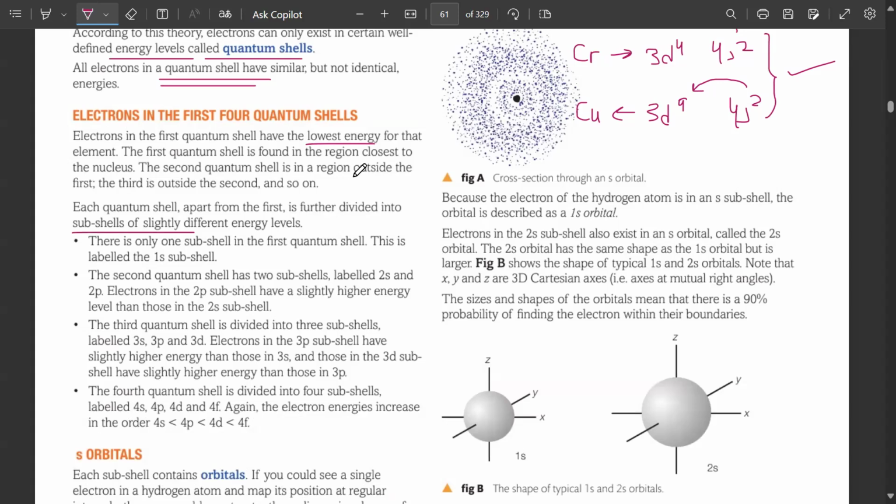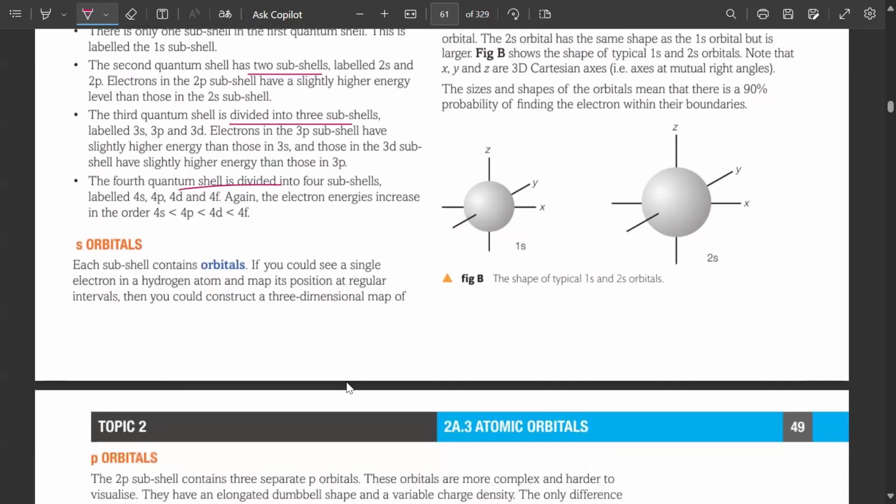Now inside subshells also there are energy levels. For example, s, then p is more energetic, d is more energetic, and then f is the most energetic. f can hold a maximum of 14 electrons. The second quantum shell has two subshells, the third has three subshells, and the fourth shell has four subshells, up to 4f.